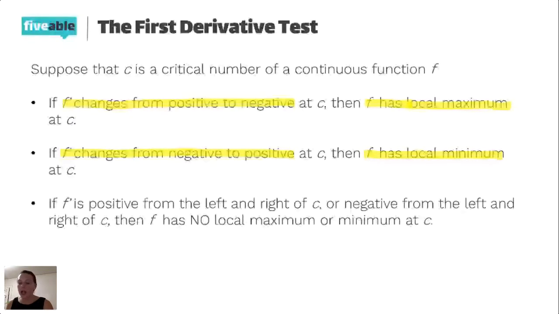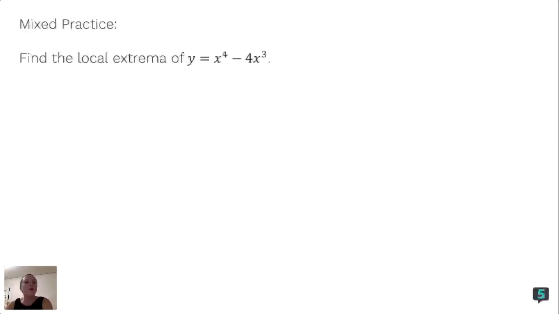Okay, so let's put this into action. Let's see what this looks like. I want us to find the local extrema of y equals x to the fourth minus 4x cubed. Now, local extrema is just that combined fancy version of I want us to find the local maximum and the local minimum.